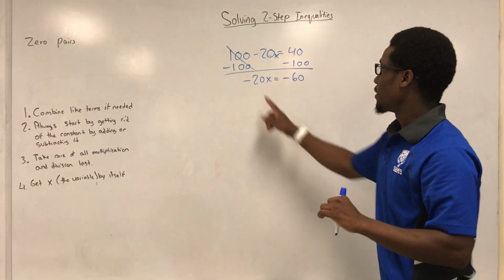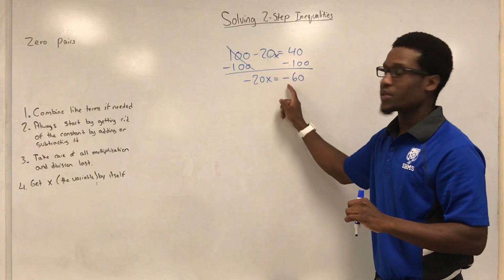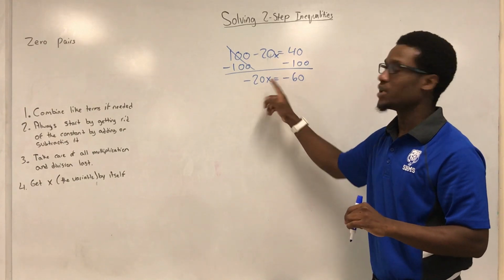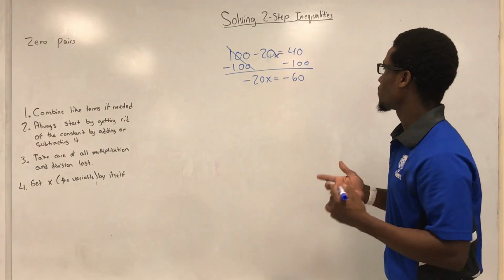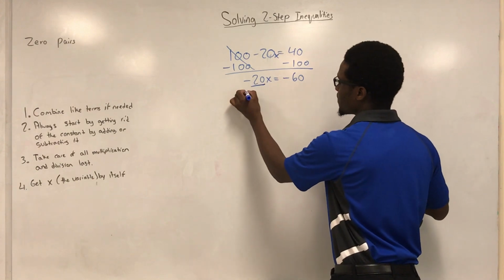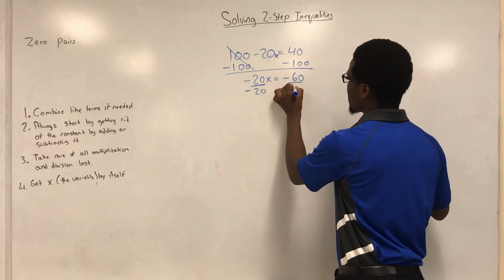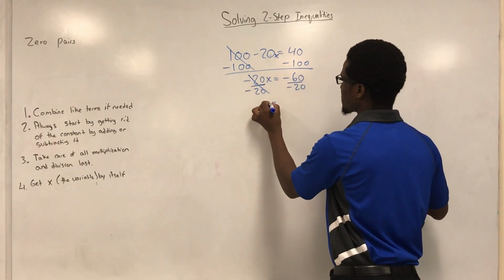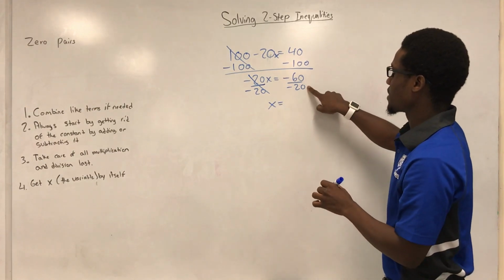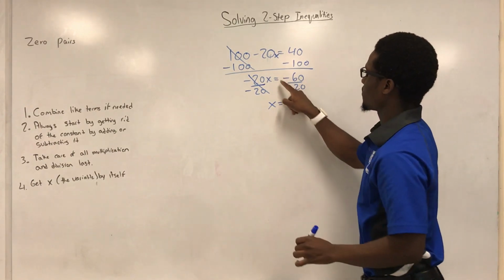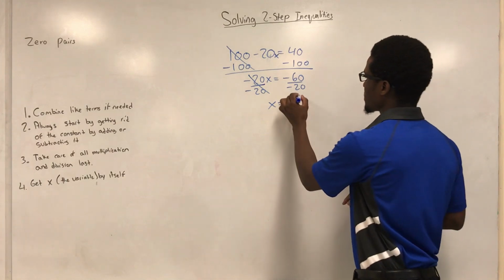Okay? This is why we worked with integers. We need to figure out how these negative rules work. So I'm going to divide by negative 20 and divide by negative 20. x is going to be equal to 60 divided by 20, which is 3. A negative divided by a negative is a positive. So x is equal to 3.